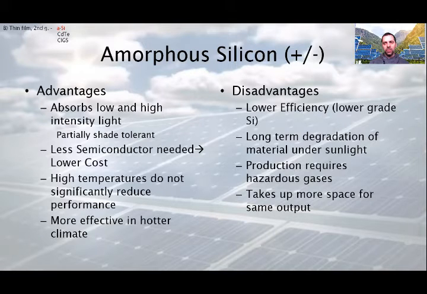Long-term degradation of material under sunlight is based on experience. The production is not too complicated, but requires hazardous gases. These cells require less installation time, but require much larger space for the same output. Area required for a 1 kilowatt solar panel is 13 to 20 square meters.